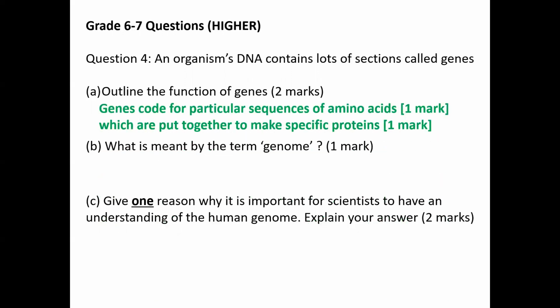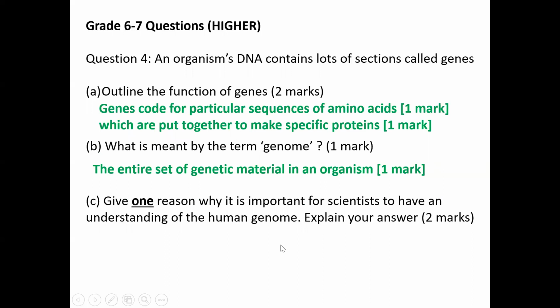Genes code for particular sequences of amino acids, which are put together to make specific proteins. No difference at all there to the foundation question. But you can see B and C are slightly different. So we know that B, what is meant by the term genome, the entire set of genetic material in an organism, and then they want 2 marks for this one. Give one reason why it's important for scientists to have an understanding of the human genome, but explain your answer.